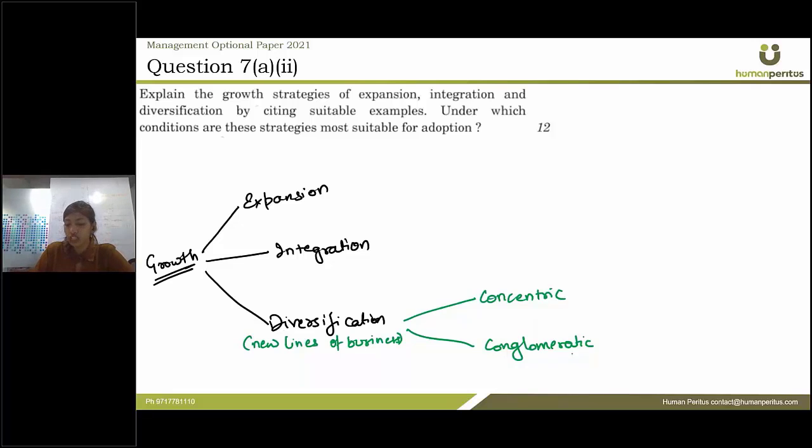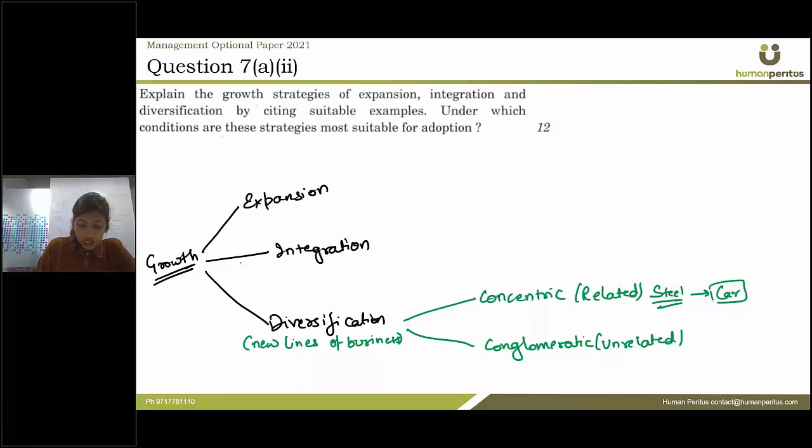Diversification can be done in 2 ways, concentric and conglomeratic. Concentric is when they go for related diversification, like, let's say if it is a steel producing company, and it goes for car manufacturing also. So that is related diversification. Conglomeratic is unrelated. Like a company was producing shirts and now it extended its business into producing, let's say, car tires. So that is conglomeratic, where it is an unrelated diversification.